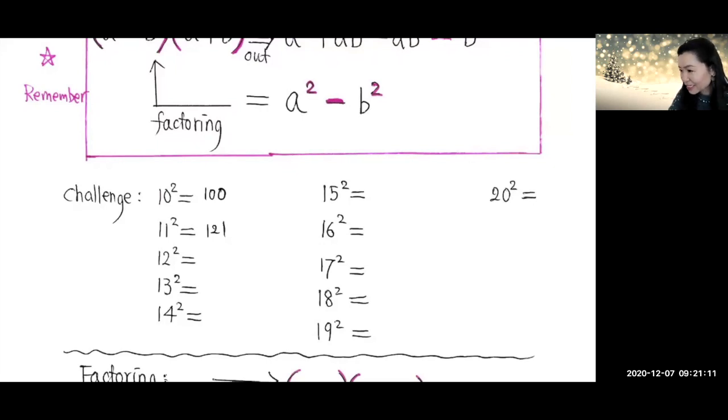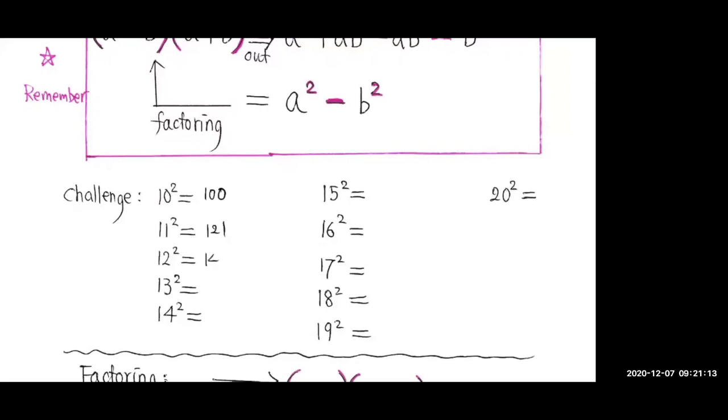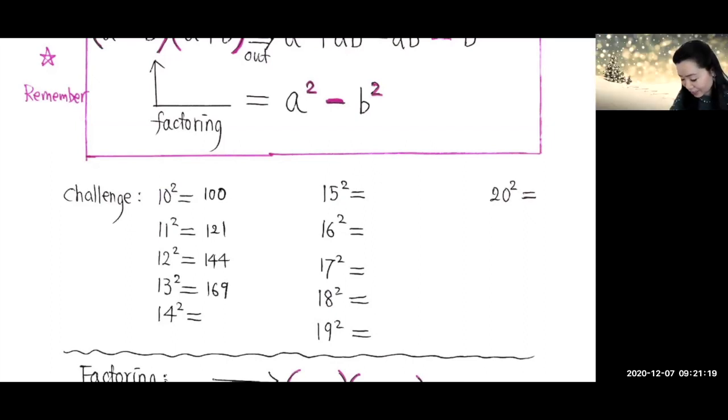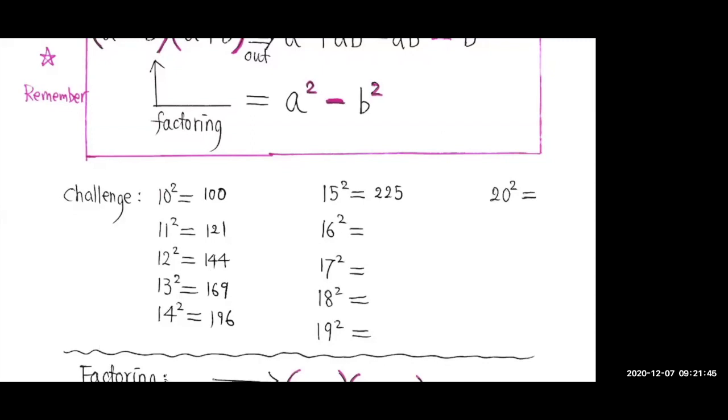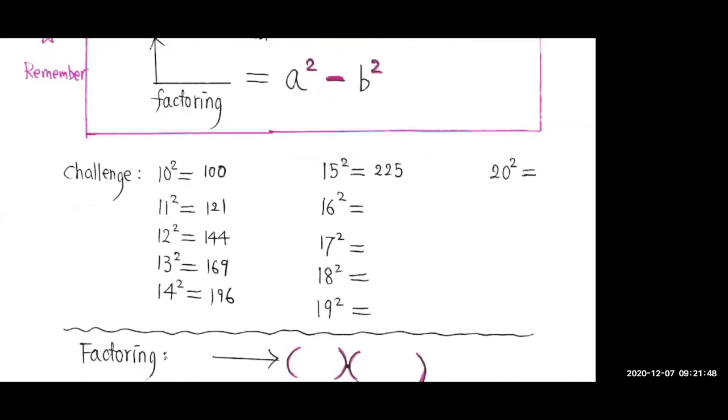There's the challenge. 144, yes. And then next one. 169. Yes, you got it. Okay, good. And the next one. 196. This one here, I just remember the pattern. See, 169 and then 196, switch these two. 15 squared is 225. Okay. 16 squared is what? Anyone remember this? 256. Yes, you got it.